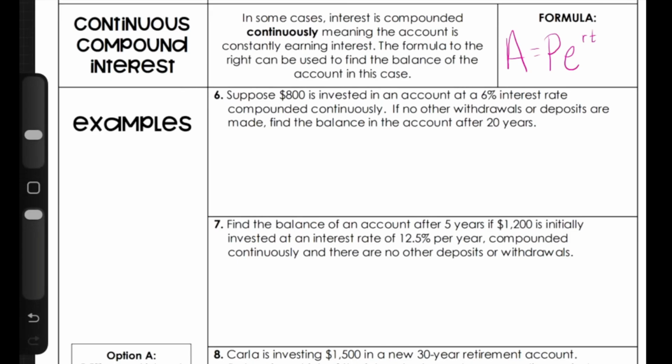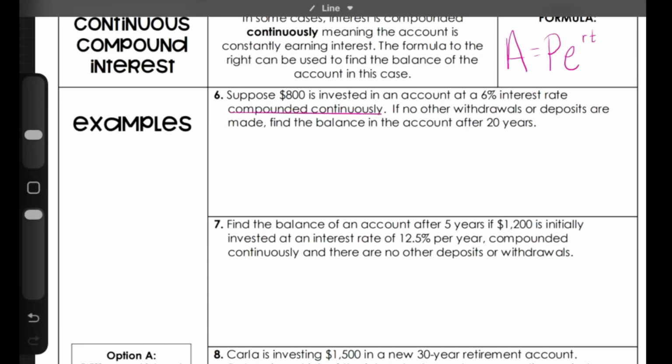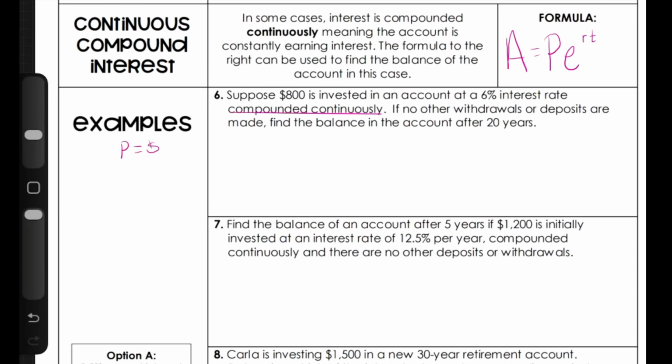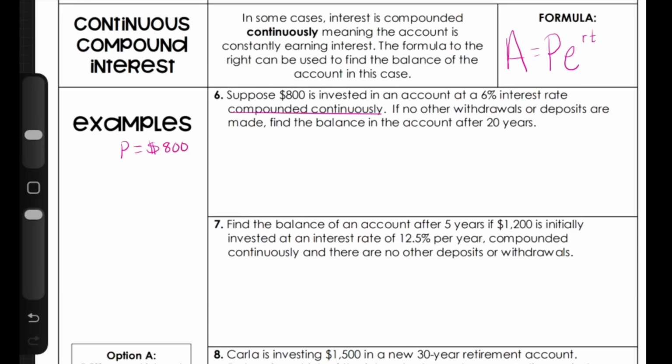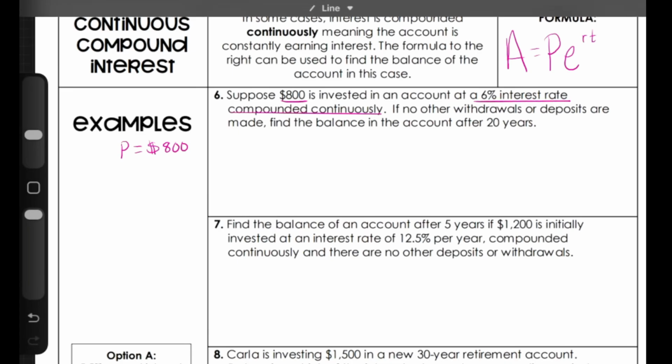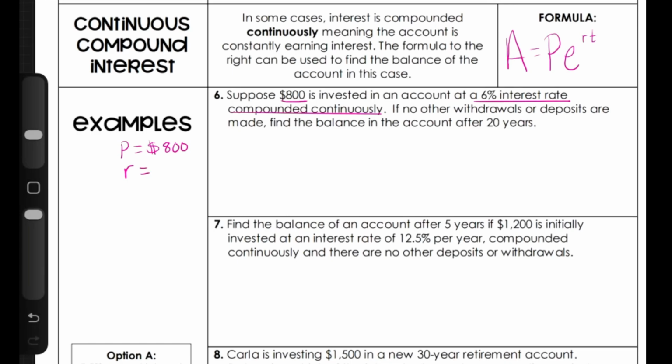Now, this "compounded continuously" right here is very necessary whenever we're not doing notes, because it's going to tell you that this is the equation that you are going to need to use. So $800 is going to be our P for this case. And it gives us a 6% interest rate, so this right here is going to be our rate. We still need to convert it to a decimal, however. So it'll be moved over two decimal places, leaving us with 0.06.